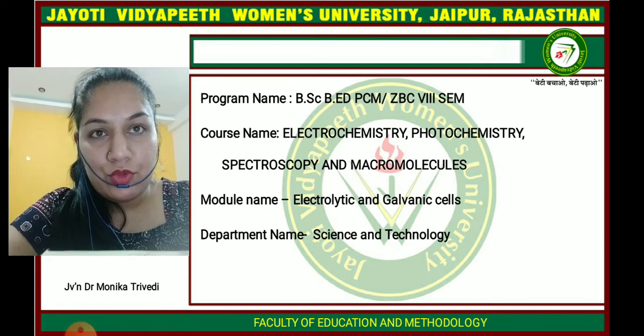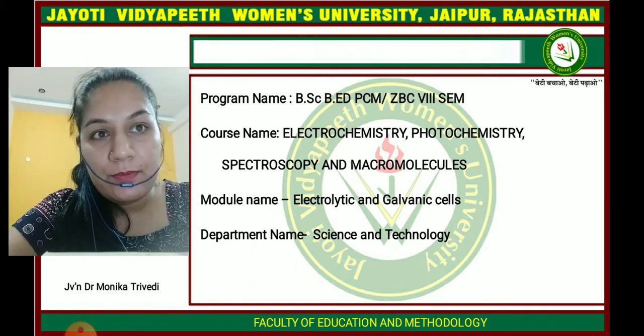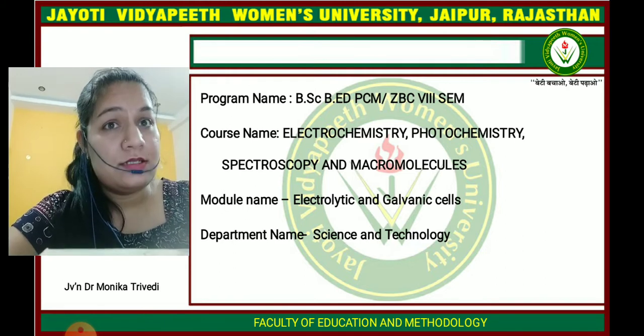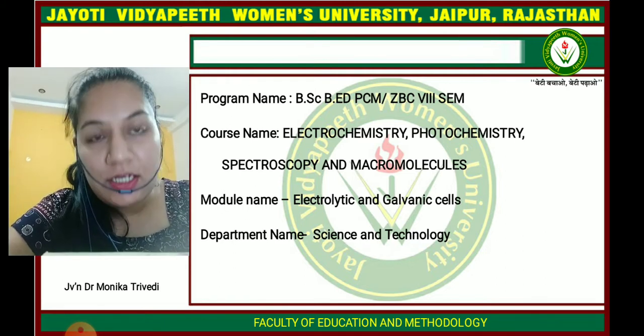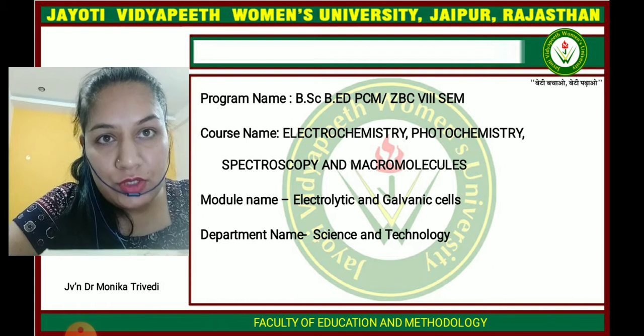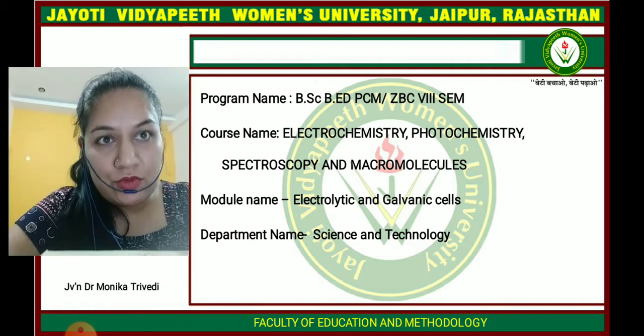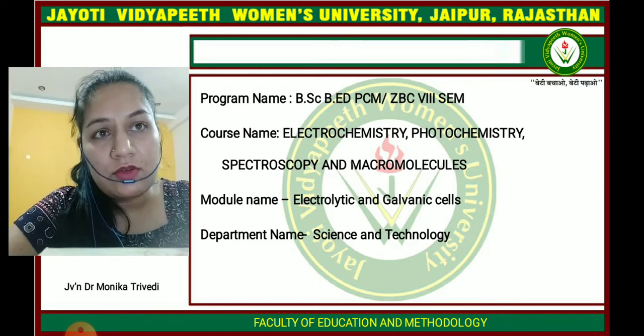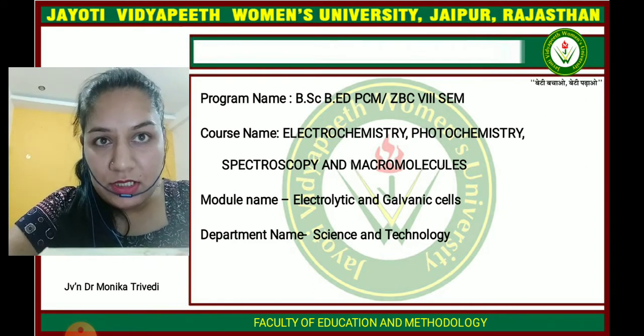Today I am going to deliver my lecture on electrolytic and galvanic cells. These are types of electrochemical cells. This topic belongs to the electrochemistry, photochemistry, spectroscopy and macromolecules subject of B.Sc., B.Ed., PCM, ZBC 8th semester.